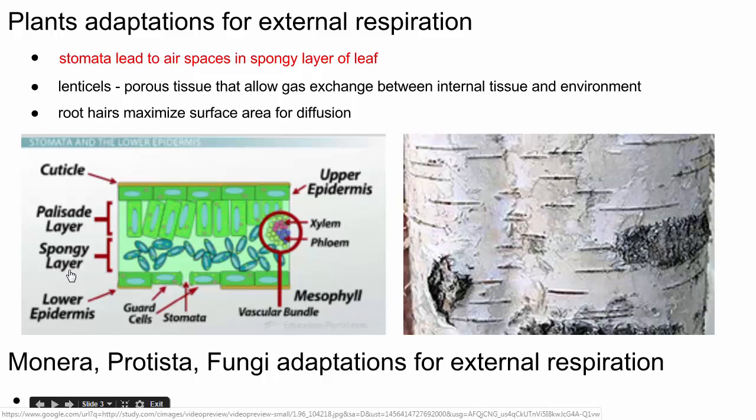In Monera, the bacteria, protists, and fungi, they need these gases as well. Generally, the respiratory surface is just the cell membrane itself. Obviously, in single-celled organisms, the whole outer surface is in contact with the environment. So that's the whole surface where oxygen and carbon dioxide can diffuse.